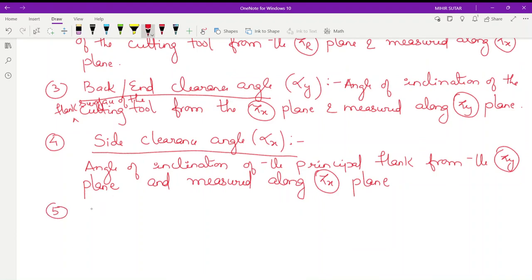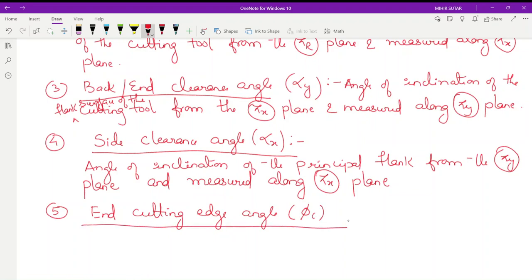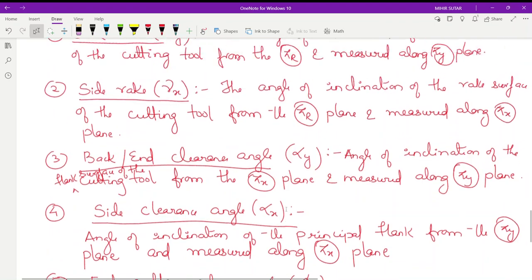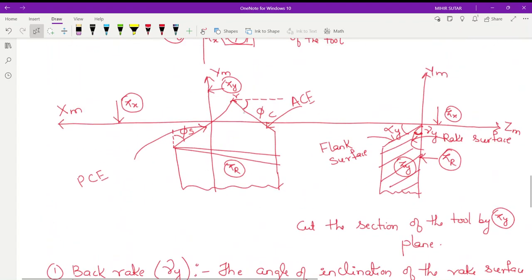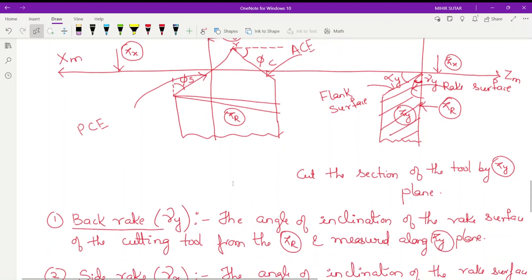end cutting edge angle, phi c. End cutting edge angle, that is phi c. We can define this as the auxiliary cutting edge angle. So angle of inclination of the auxiliary cutting edge from the, what is this plane? This is the pi x plane. From the pi x plane and measured along pi r plane.